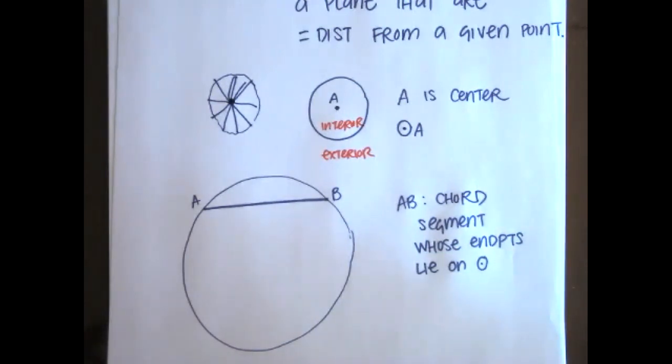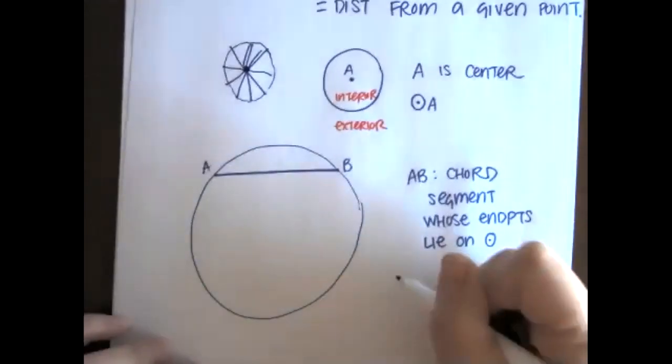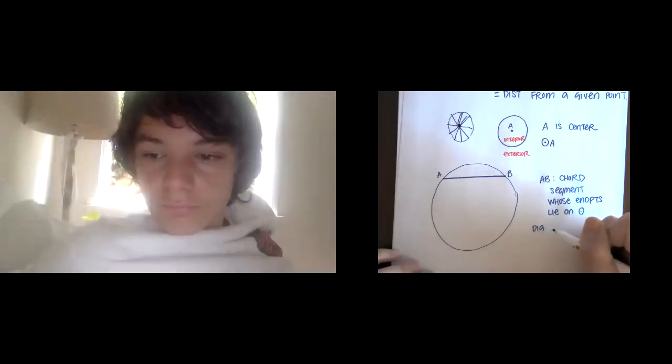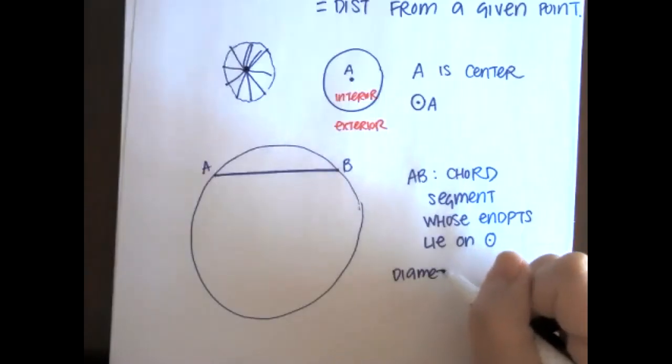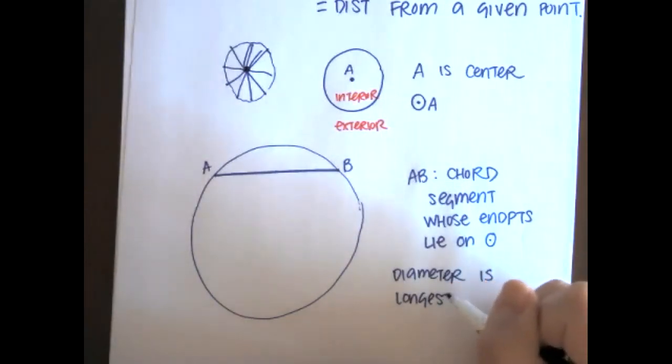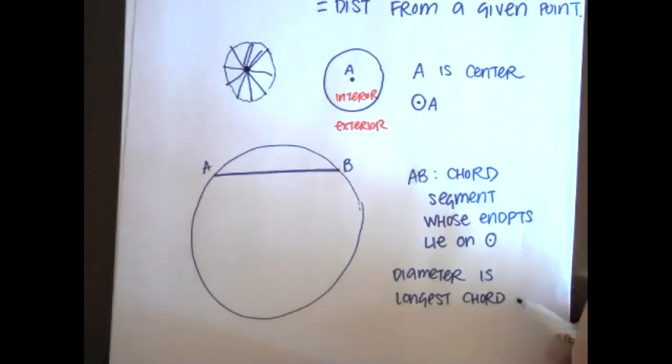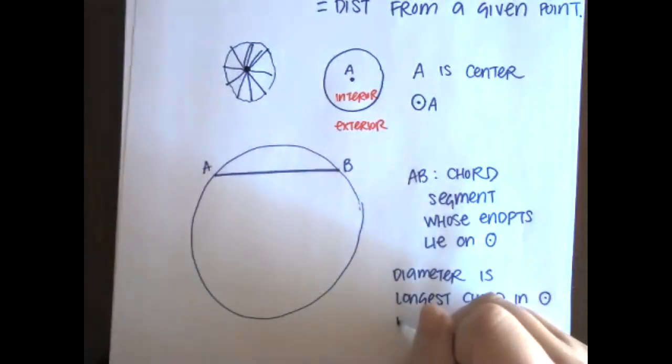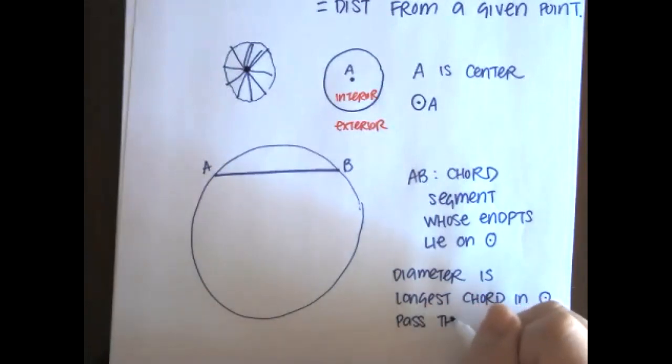So what's the longest chord in any circle? The diameter. The diameter is the longest chord in a circle. Diameter has to pass through the center. So we'll write: diameter is the longest chord in a circle, and it has to pass through the center.